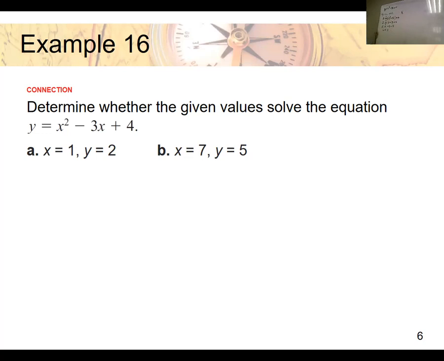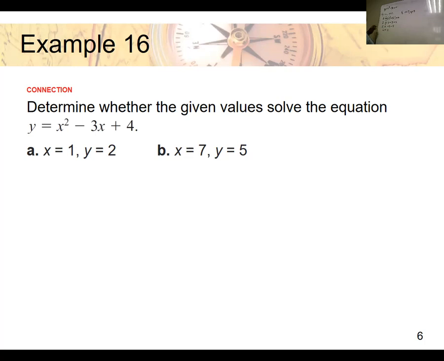All right. Now part B. Let's say we have this equation. Well, x equals 7 and y is equal to 5. Same equation, but our x is 7 and y is equal to 5. So here we'll determine if those two values solve this equation.